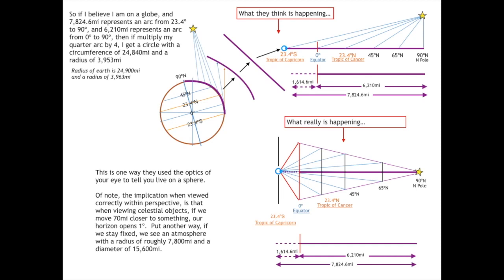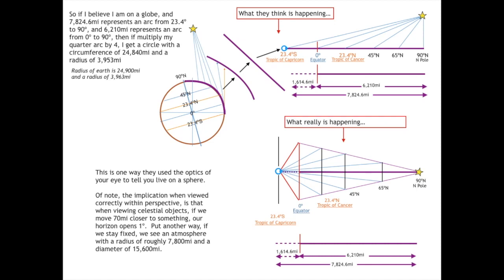So again, what they think is happening is up here on the right. What is really happening is that they're not taking into consideration that additional 23.4 degrees that is dropped from the vertical field of view to our eye line. So this is one way they use the optics of your eye to tell you that you live on a sphere.